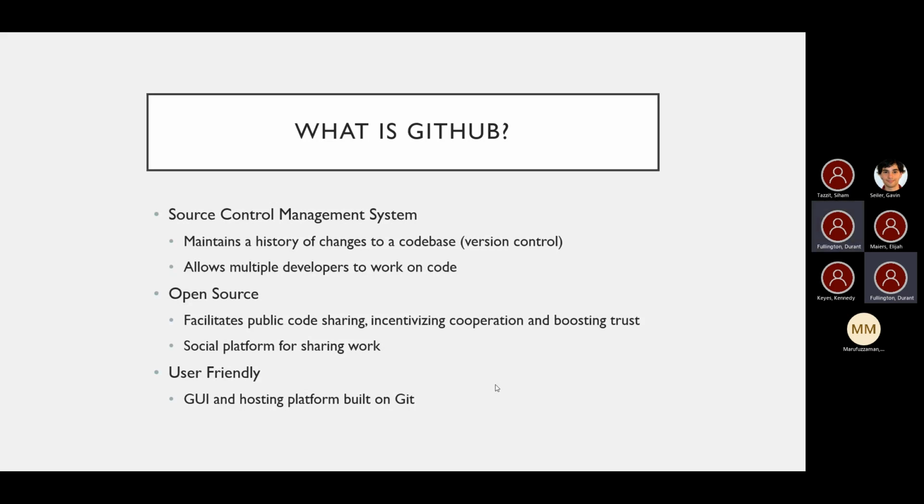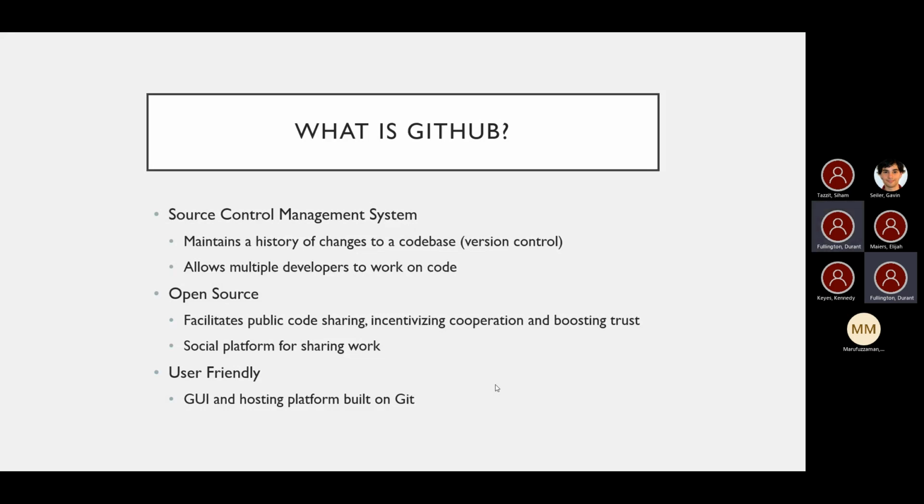So some of the advantages of GitHub is it really facilitates an open source world of programming. It facilitates code sharing and incentivizes cooperation and boosts trust between developers. If a programmer is going to post their code online, you're probably going to be more likely to trust it because they're being very, very truthful and honest about what their program is doing.